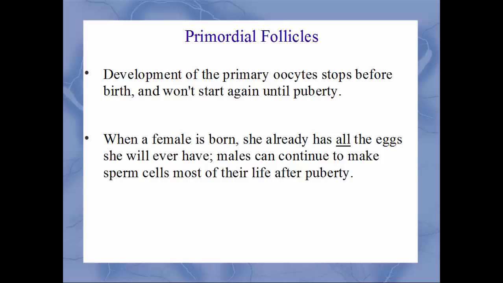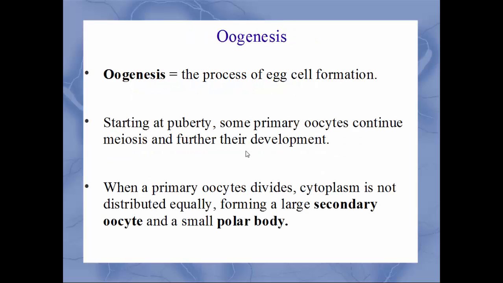Now, when that female is born, she will already have all the eggs that she will ever have. So what you're born with is what you have. You can't do anything to enhance the number of eggs. And to compare that to males, we can keep making sperm cells far into our old age. We'll start around puberty, but we'll keep going basically until we die.